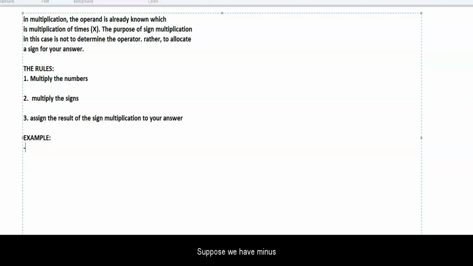Suppose we have minus 2 multiplied by 3. If you are going to follow the rules step by step, first multiply the numbers. We go straight to multiply the numbers because the operator is known. That is multiplication. The times is the operator. So 2 multiplied by 3. What do you get? 6.